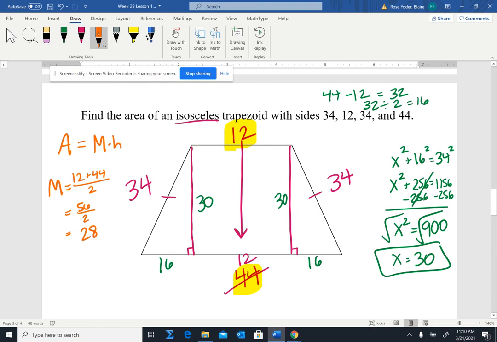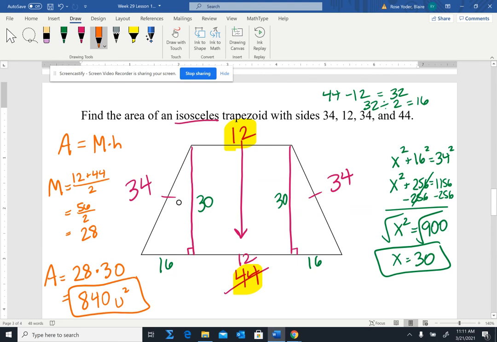All right, once you have that, we can just go mid-segment times height. What's the height? It's the 30 that we found. Quick calculation, and we have our area. 28 times 30 is 840. 840 square units. So this time we couldn't avoid Pythagorean theorem because we needed to know the height.